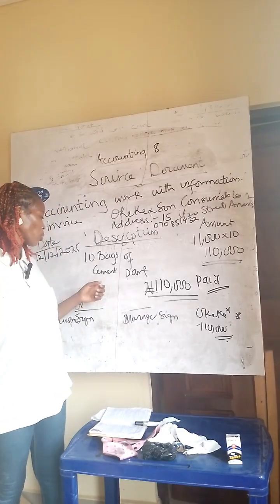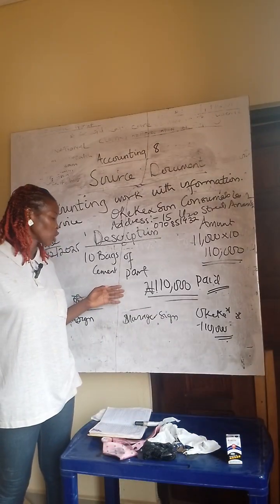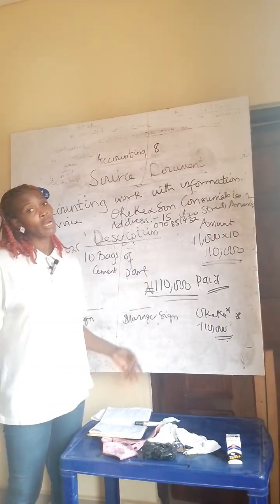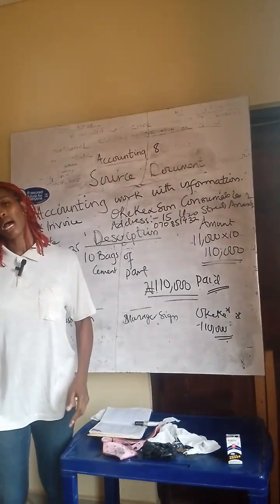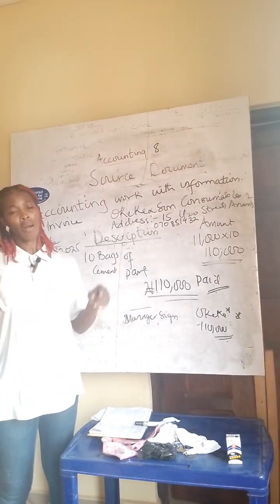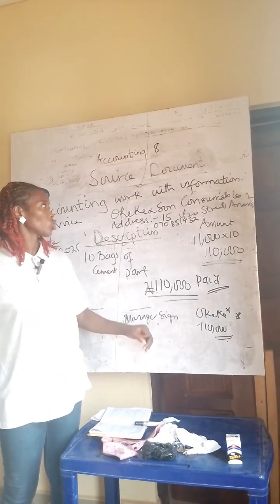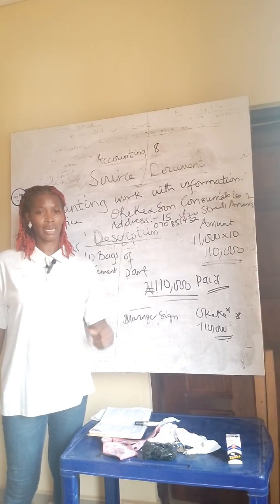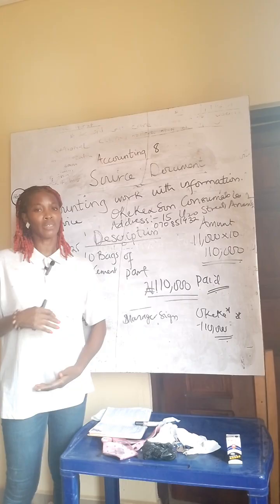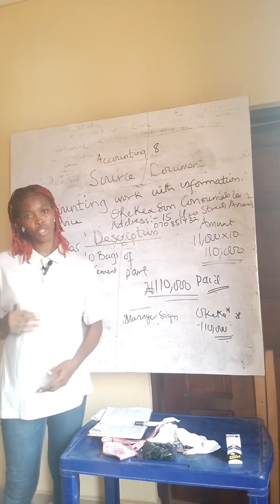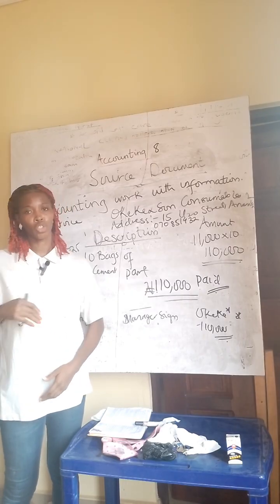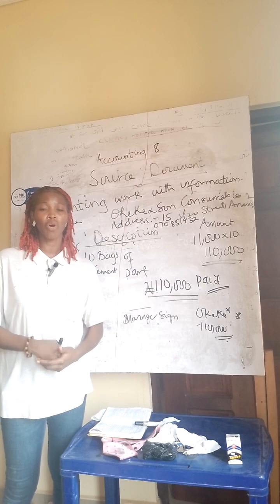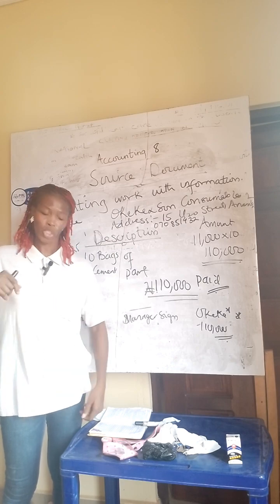And with this source document, I can now transfer this information into my sales day book and furthermore to my sales account. I'll teach you all that in our future classes. But today we are starting with what? Source documents, which is where we get all our information in accounting. So there are source documents for different things. For sales, the source document. For purchases, the source document. For invoices, for expenses, the source document.